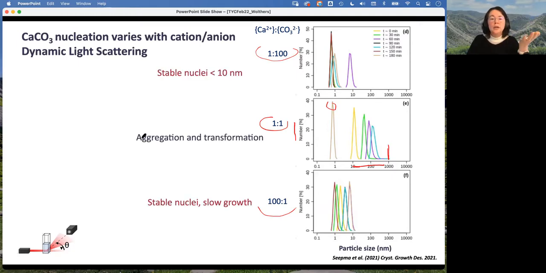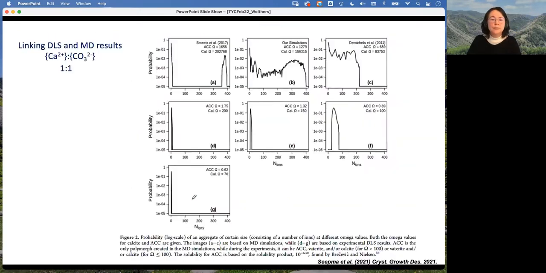So while in the ideal conditions we see probably aggregation, also growth, and we know transformation because we start with making amorphous calcium carbonate and we finish with calcite crystals from different techniques. We see that in the non-ideal ratios, the stable nuclei remained for a very long time.